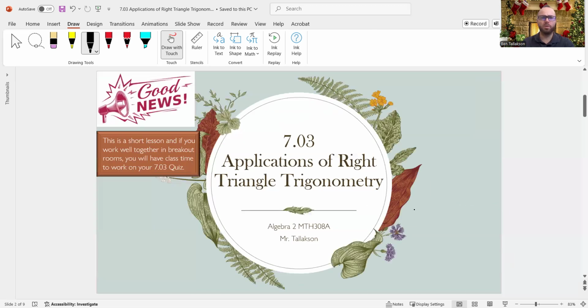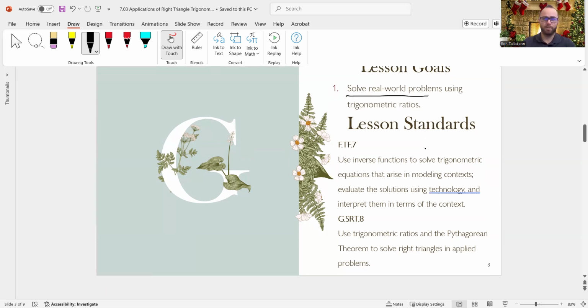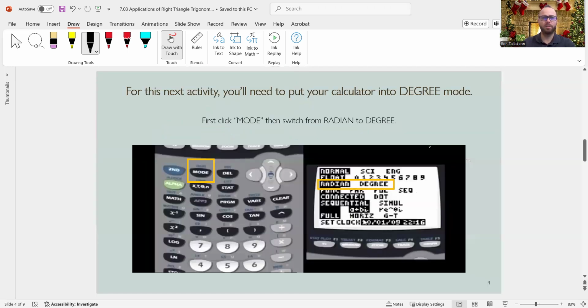Now, today is a short lesson, so it's not going to be too long. So just stay focused for this short time because it is still important. We're dealing with applications of right triangle trigonometry, and that word applications just means we're going to be looking at some real world situations involving these trig ratios, which means what? Word problems, nothing you can't handle.